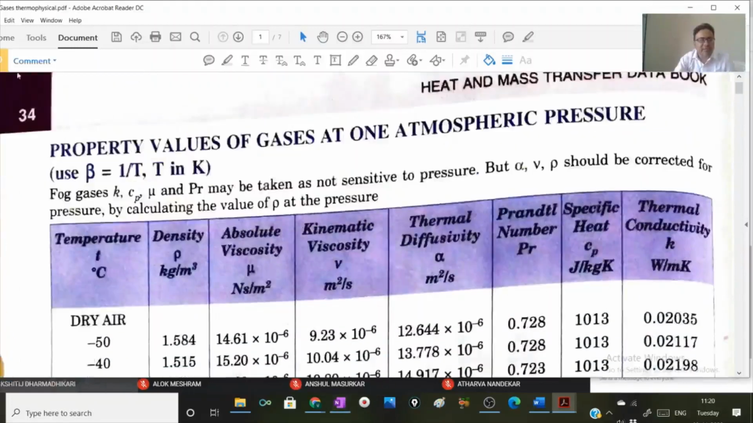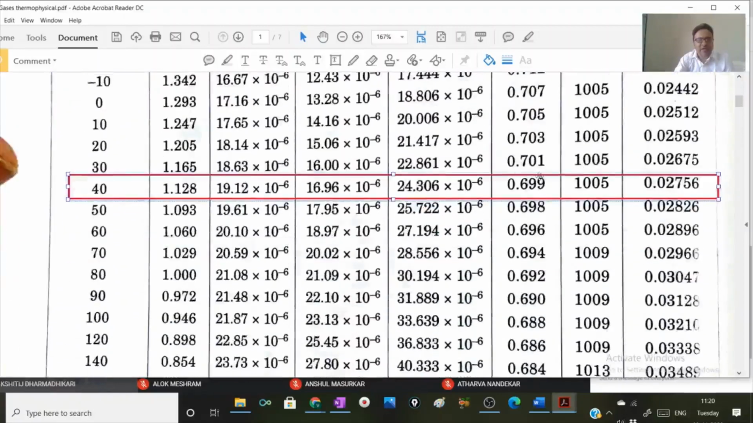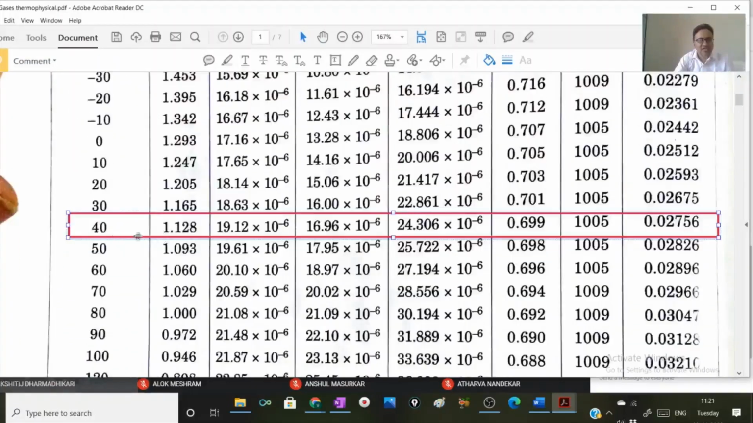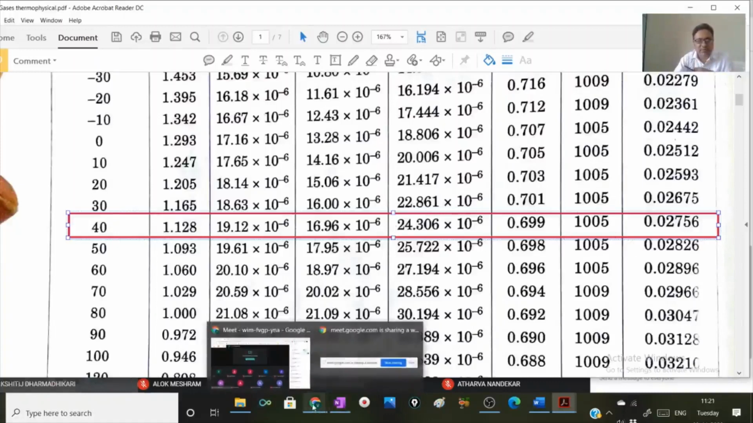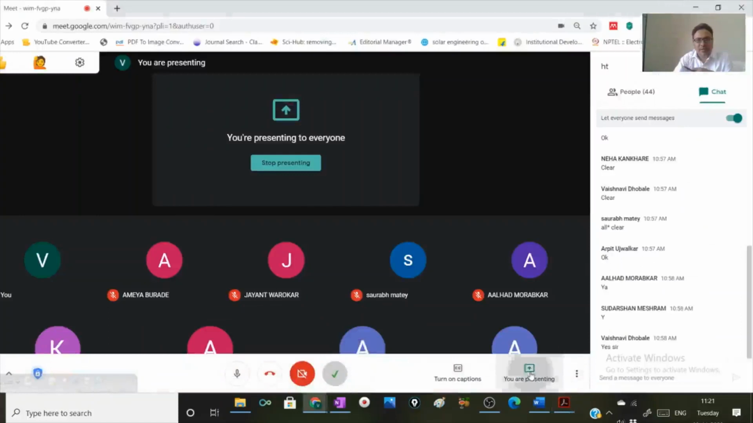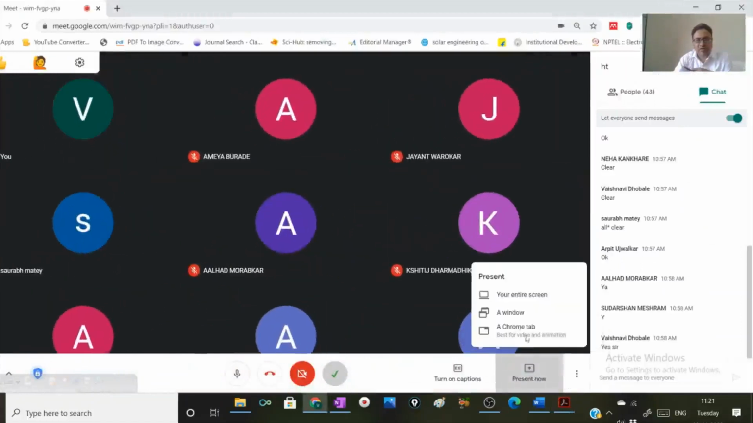Once again, page number 34. It may vary from data book to data book, but the heading will be property values of gases at 1 atmospheric pressure. And from that table, for dry air at 40 degrees Celsius, obtain all these properties. Okay. Now once again, let us go back to our OneNote screen.